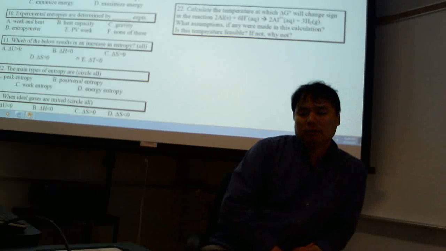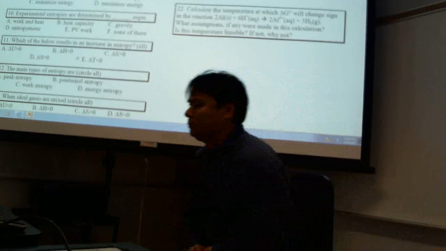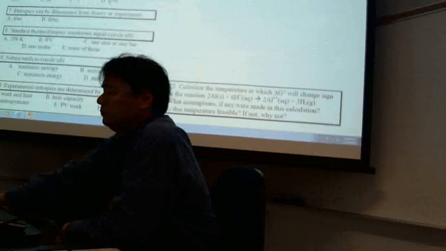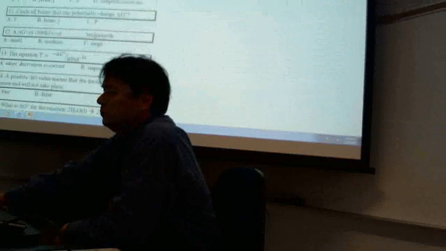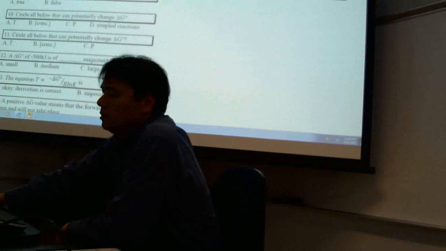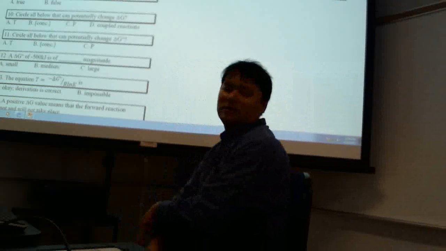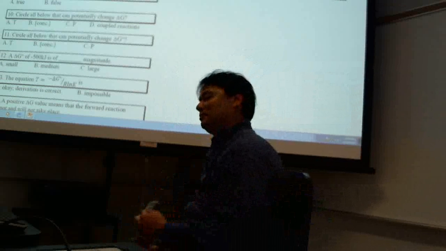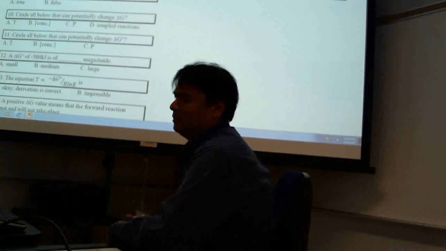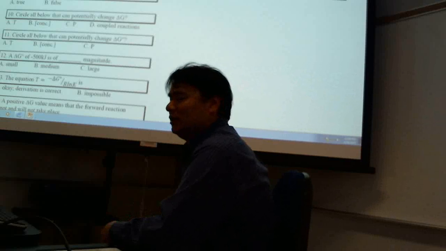For exam 19B, for number 10. Or 11, 10, 11, they're kind of the same. They're literally the same. They aren't. They're not the same. They're totally different. Well, it's standard versus non-standard. Can we go over both of them? It's identical. 10, circle all below that can potentially change delta G.